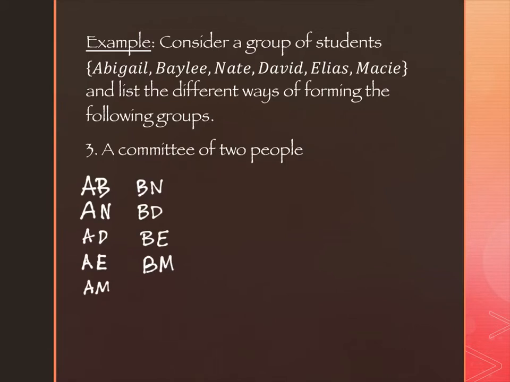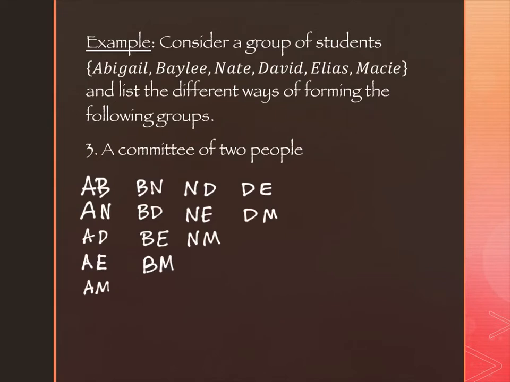once. So we're going to do the same thing again with the next letter, which is N. So I don't do NA and I don't do NB because they're already listed, but I will do ND and NE and NM. And now I'm done with Nate. Now moving on to David, and I need to list David and Elias and David and Macy.